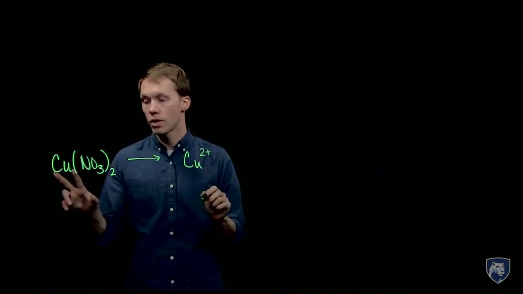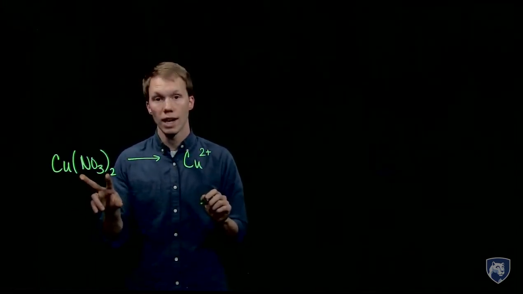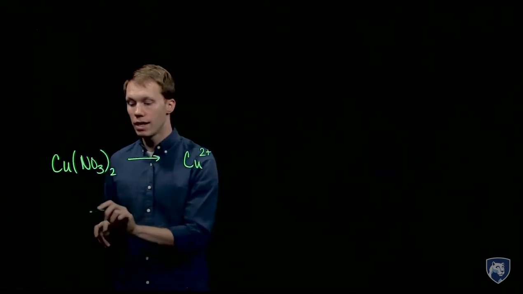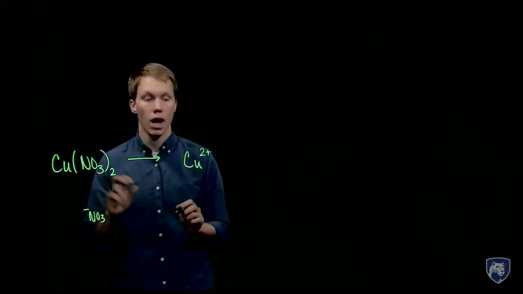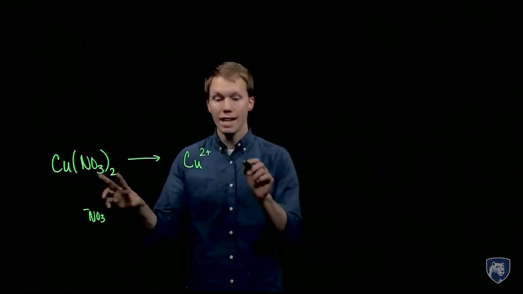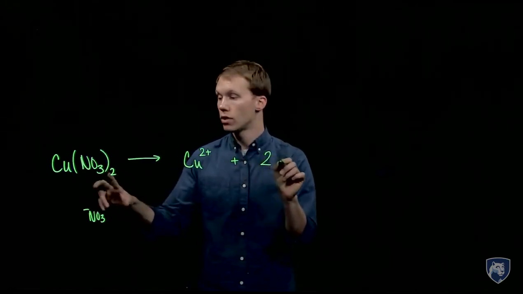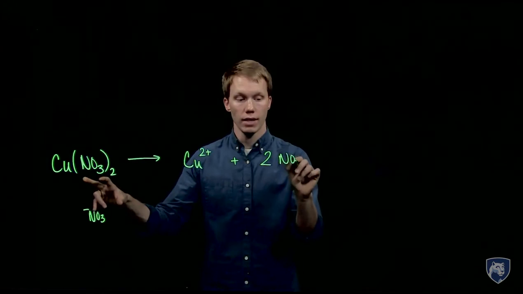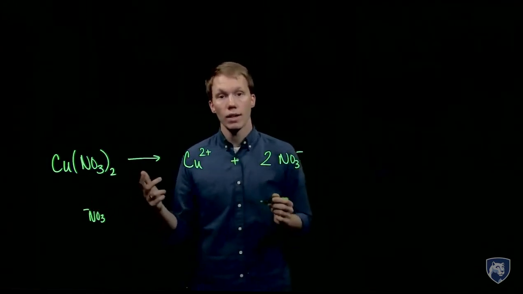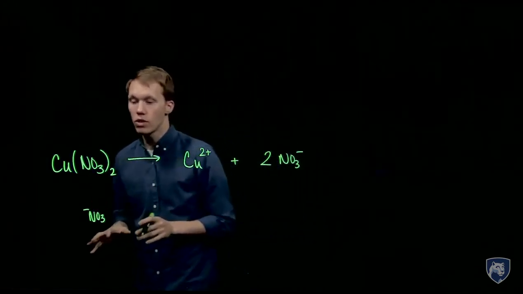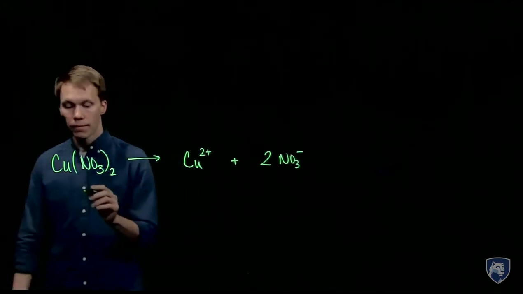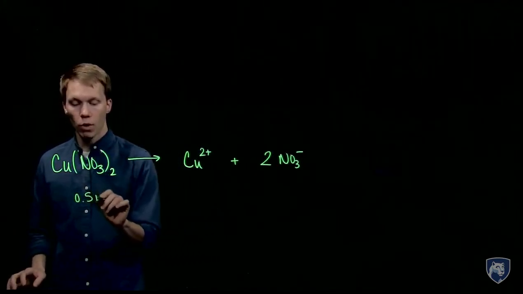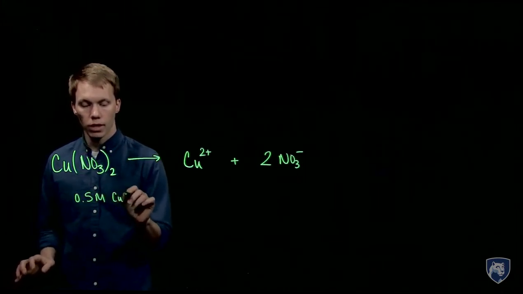We know that it's copper 2+ because there are two nitrate ions, and nitrate is NO3-, so the fact that there are two of them must mean that copper is 2+ charge. And it will dissociate into two nitrate ions. So how does this tie into concentration? Well, let's say we have a concentration that is 0.5 molar copper nitrate.